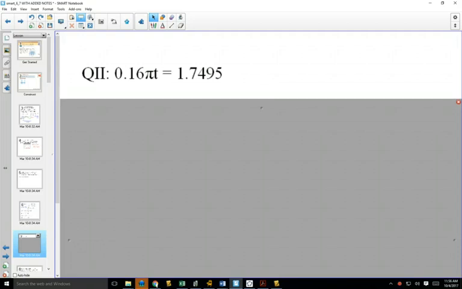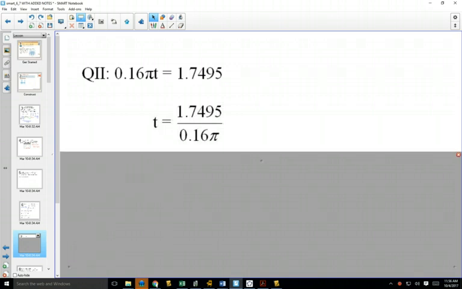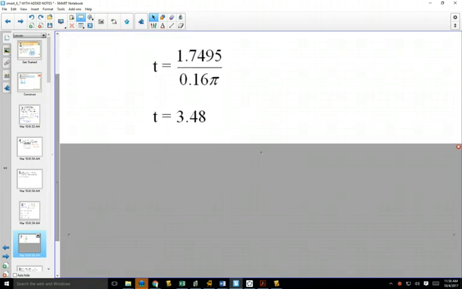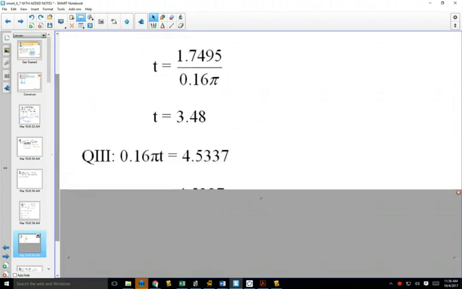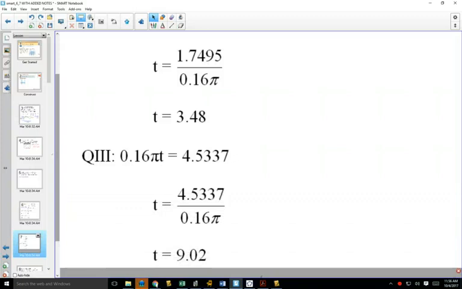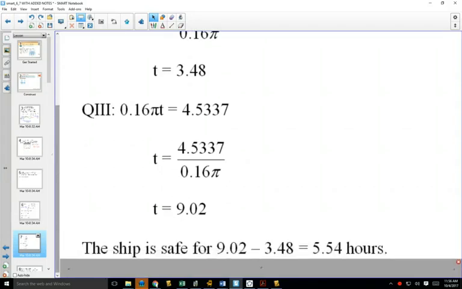How do I solve for t? Divide by 0.16 pi, put that in my calculator, and there's our 3.48, the same number that we got from our graphing calculator. Similarly, we could look at the one in quadrant 3, divide by 0.16 pi, and we get our 9.02. Subtracting those two together, and we get our 5.54 hours.